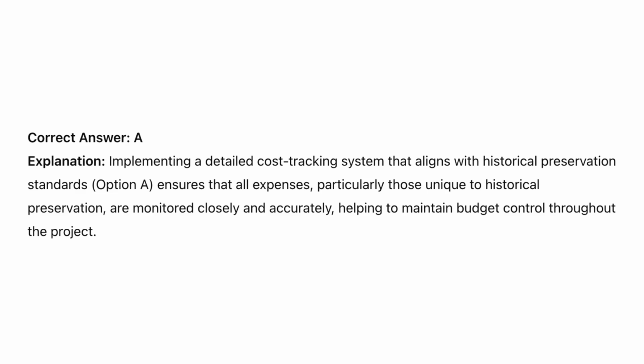Correct answer A. Explanation: implementing a detailed cost tracking system that aligns with historical preservation standards, option A, ensures that all expenses, particularly those unique to historical preservation, are monitored closely and accurately, helping to maintain budget control throughout the project.